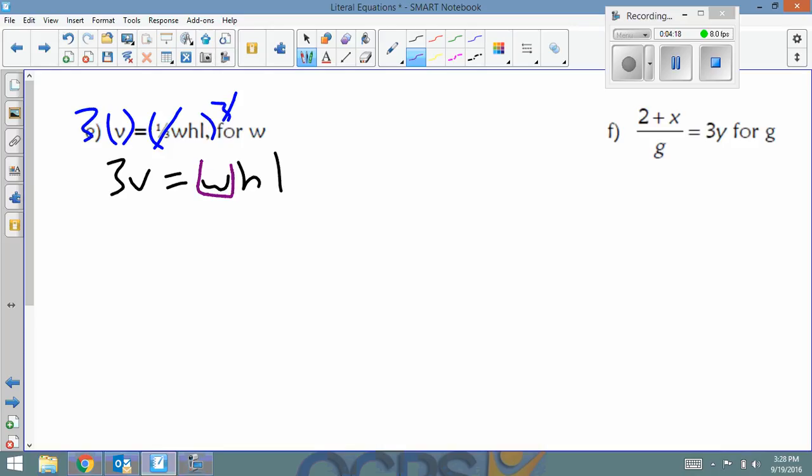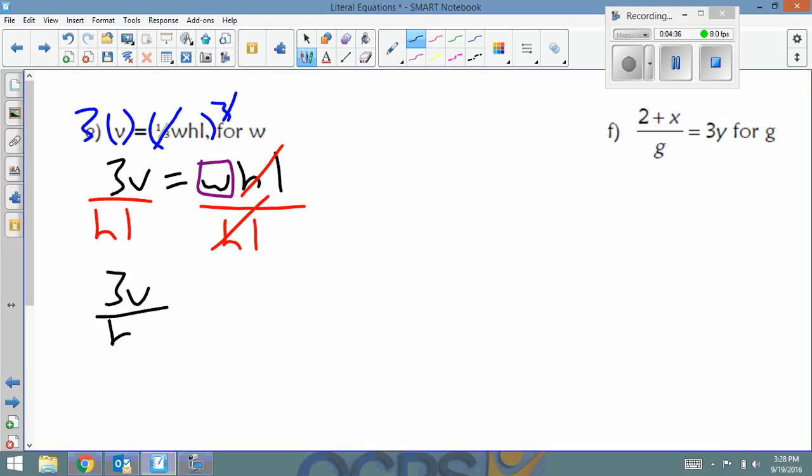And we're solving for this w right here. What's attached to the w is hl. How is it attached? It's currently being multiplied. Remember, you have numbers and letters right next to each other. It's multiplied. So to get rid of it, we're going to have to divide by hl. Whatever I do to one side, I got to do to the other. So I got 3v over hl equals w. And since w is by itself, that's our answer.